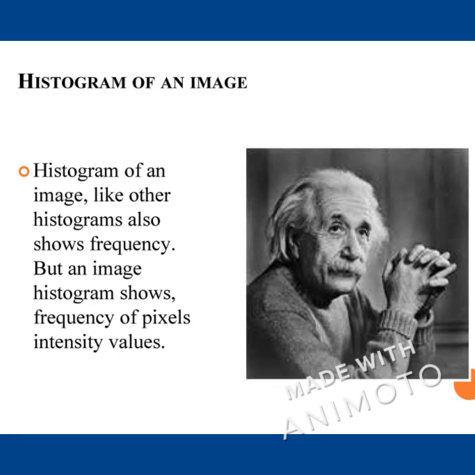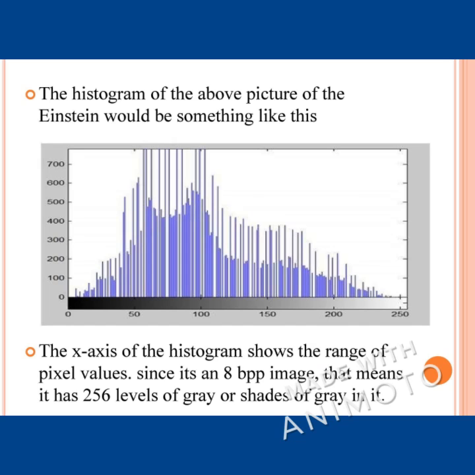The histogram of an image, like other histograms, also shows frequency, but an image histogram shows the frequency of pixel intensity values. In an image histogram, the x-axis shows the gray level intensities and the y-axis shows the frequency of these intensities. The histogram of the above picture of Einstein would be something like this.